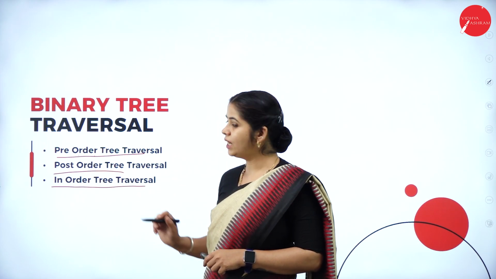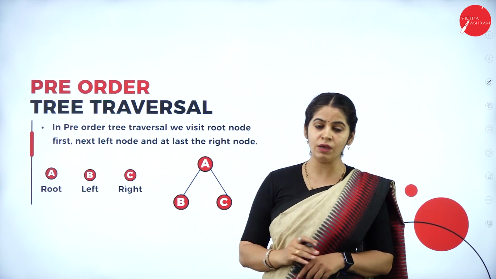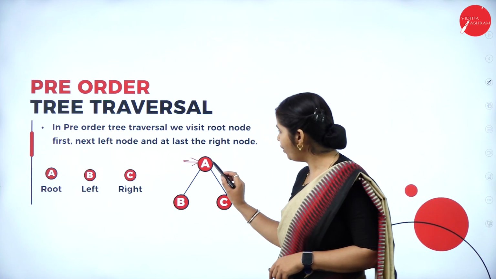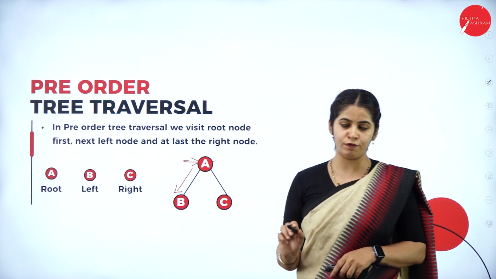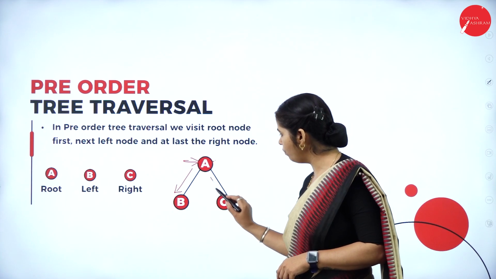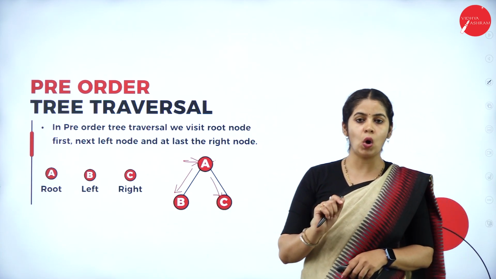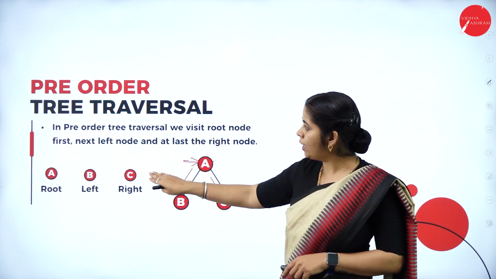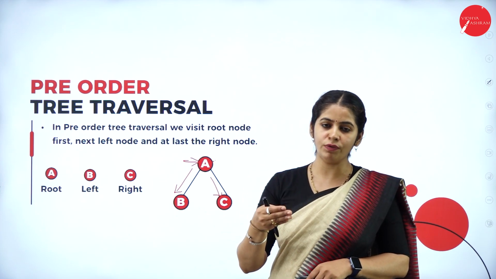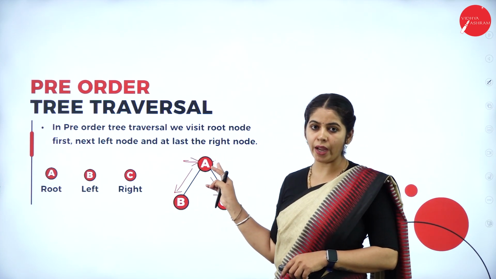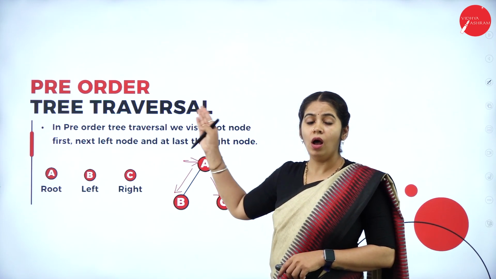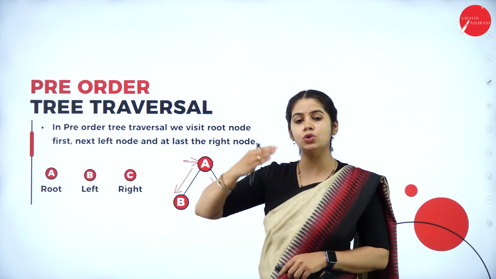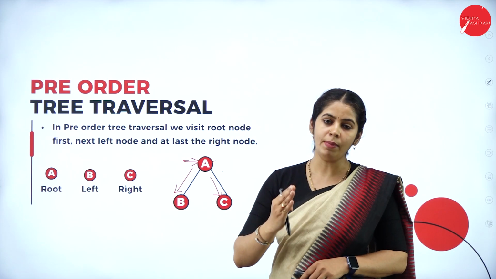What is pre-order tree traversal? In the pre-order tree traversal, first we visit the root. After visiting the root, we visit the left child of the root, and after visiting the left child, we visit the right child of the root. That is called pre-order. Pre means the root has to come before anything. When we are searching for an element, we search with respect to the root node, so first we do the traversing with respect to the root itself. Pre-order means the root comes first, post-order means the root comes at the end, and in-order means the root comes in the middle.